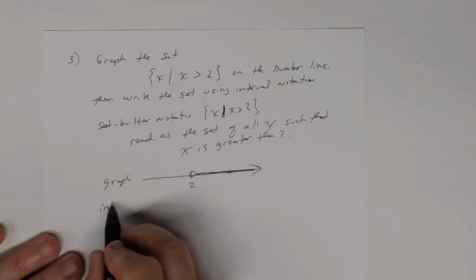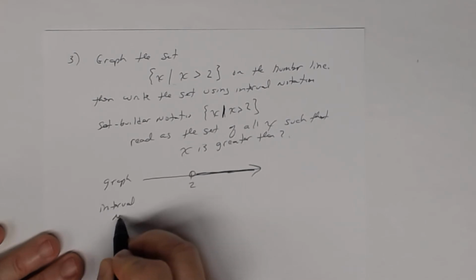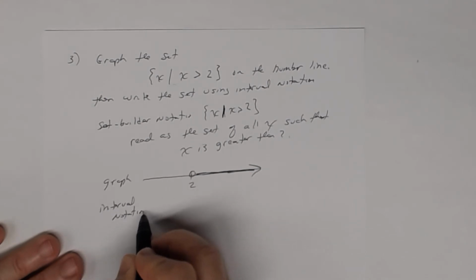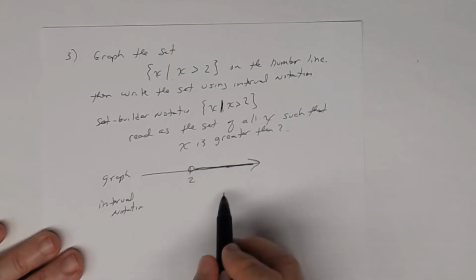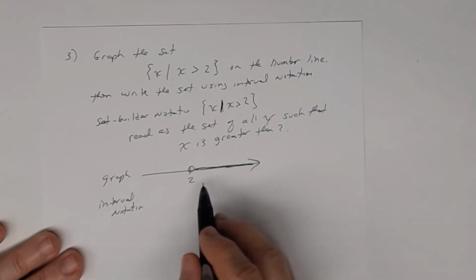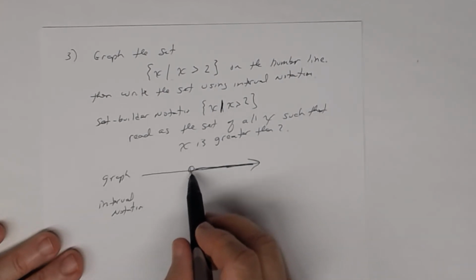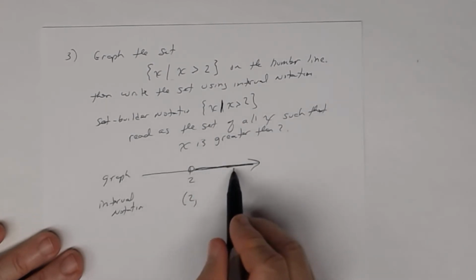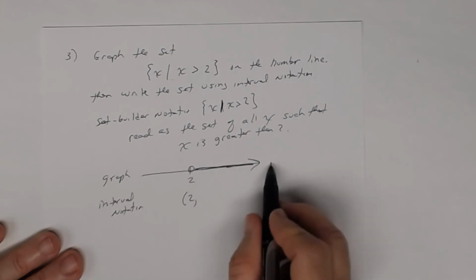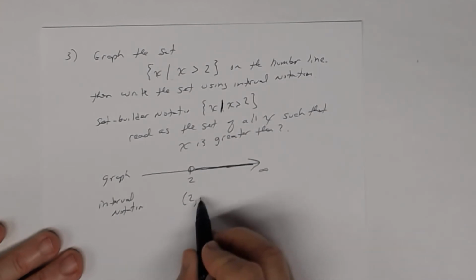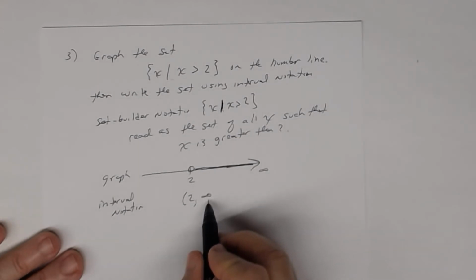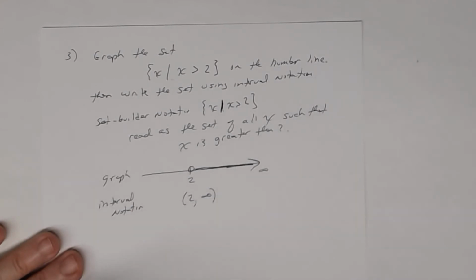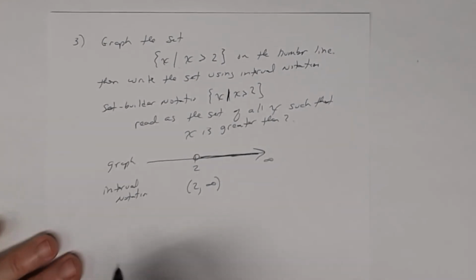Now in interval notation, you write from smallest to largest, so you go from left to right on the graph. So remember, open circle corresponds to parentheses. So it'll be 2 all the way to, and you're going to infinity this time. Now, whenever you use infinity or negative infinity, it's always parentheses. Okay? All right, number 4.